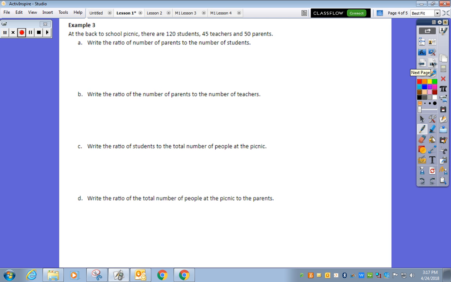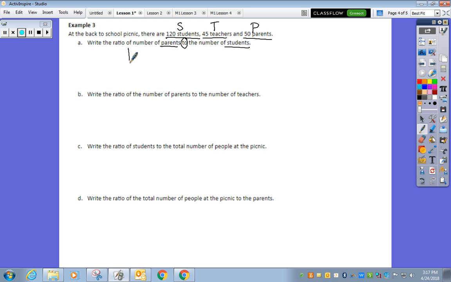Okay, so now we're going to look at some other examples. This says, at the back-to-school picnic, there are 120 students, 45 teachers, and 50 parents. I'm going to start by putting an S above 120 students, because that's the letter I'll use to label, T for teachers, and P for parents.